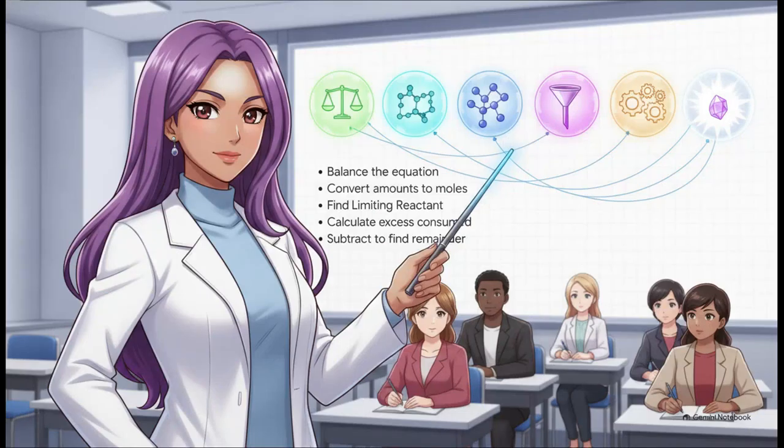So the absolutely crucial point to take away from this explainer is to always follow this structured path whenever you face a stoichiometry problem. First, balance the equation. Second, convert your starting amounts to moles. Third, divide by those coefficients to identify your limiting factor. Fourth, calculate the excess consumed, that's your change amount. And finally, subtract the consumed from the initial to find your remainder. Follow those steps and you'll nail it every time.